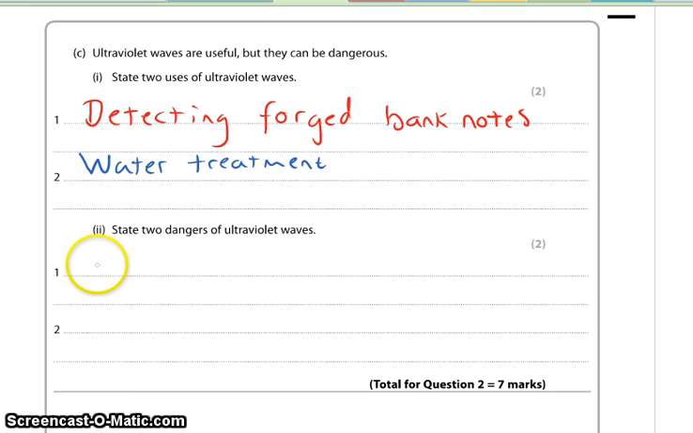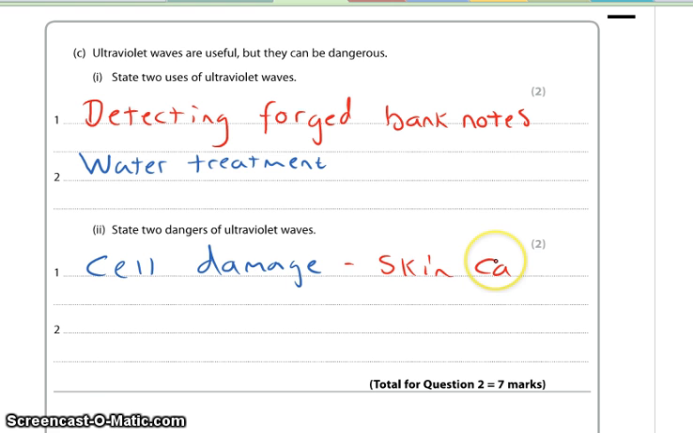But obviously, as well as being useful, UV waves are dangerous. How are they dangerous? Well, they can cause cell damage, and this cell damage then can have a number of effects. One of them is that it can cause an increased risk of skin cancer. Another one is that it can cause damage to the eye, and it can reduce the quality of your sight.